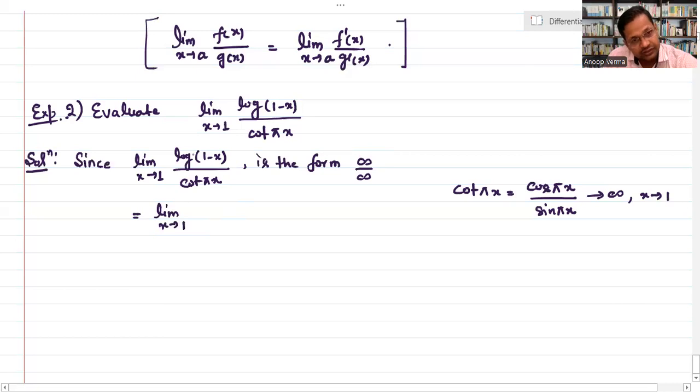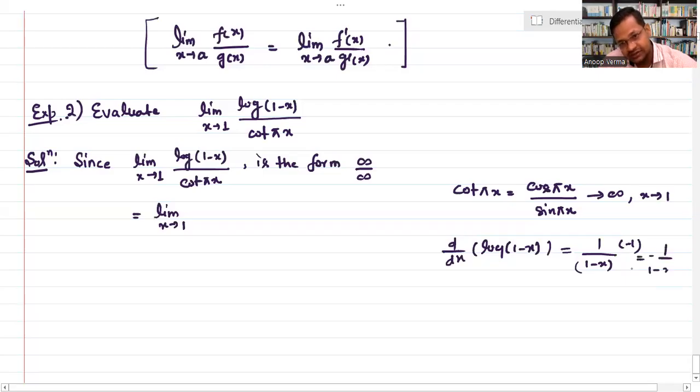तो यू कैन अप्लाई द डेरिवेटिव। तो लॉग का डेरिवेटिव क्या होता है, d/dx of log of 1 minus x, it will be equal to, लॉग का होता है 1 upon x, it will be 1 upon 1 minus x, फिर 1 minus x का हो जाएगा माइनस 1, तो it will be equal to minus 1 upon 1 minus x. दिस इज द डेरिवेटिव ऑफ लॉग। व्हाट इज द डेरिवेटिव ऑफ cot pi x? तो यू नो दैट cot का होता है माइनस cosec square pi x इंटू pi.